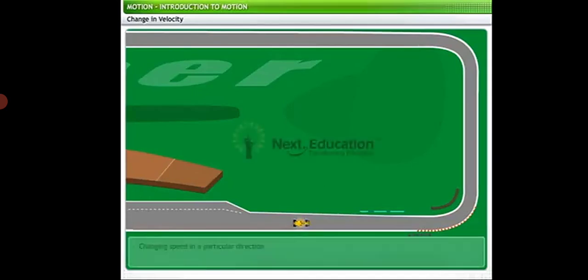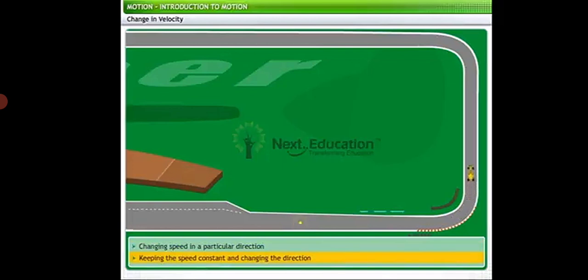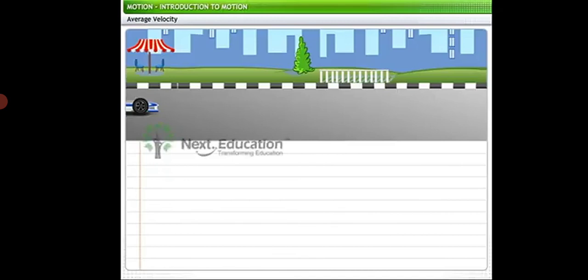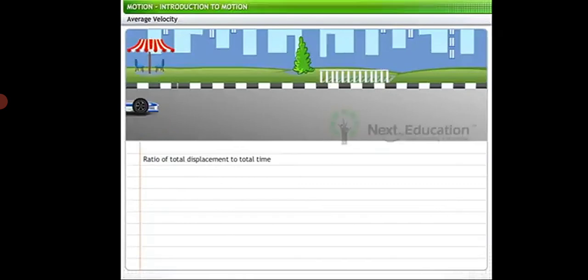Velocity of an object can change by either changing its speed in a particular direction or by keeping the speed constant and changing the direction. When the yellow car takes a turn and moves ahead, its velocity changes. Like average speed, you can calculate the average velocity of an object having non-uniform motion. Average velocity is defined as the ratio of the total displacement to the total time taken.